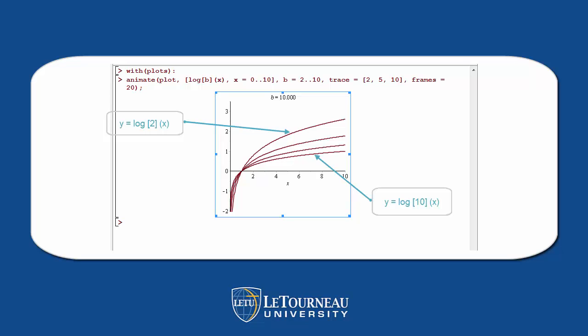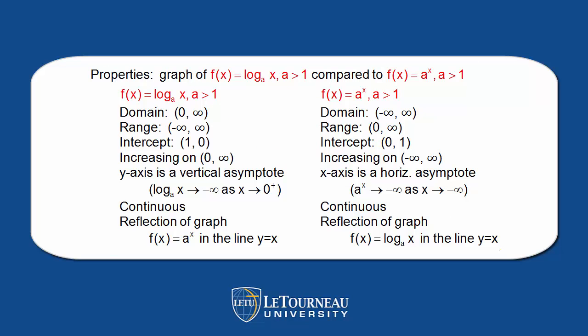Now, let's next look at some of the properties of the graph of f of x equal to the log base a of x. Notice if a is greater than 1, our domain is 0 to infinity, and our range is minus infinity to plus infinity. Intercept is at (1, 0), increasing on 0 to infinity. Y-axis is a vertical asymptote. It's continuous and a reflection of the graph of f of x equals a to the x.